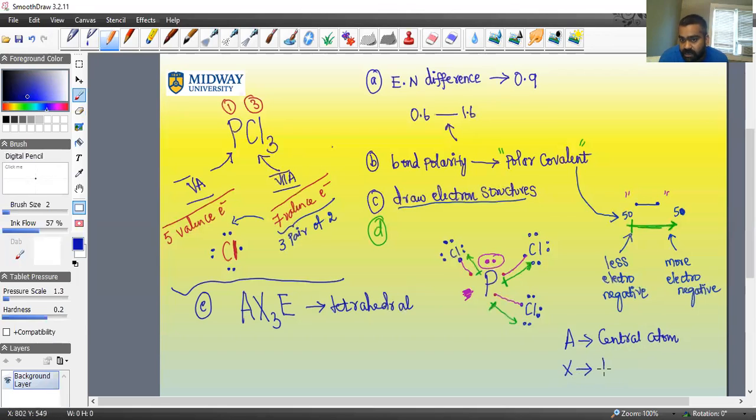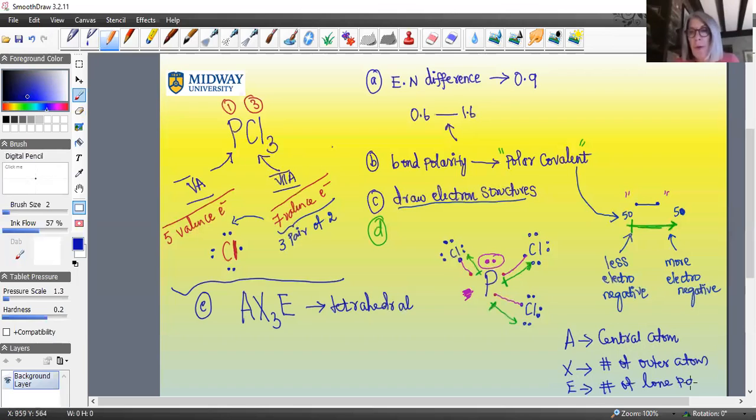X refers to the number of outer atoms. And E refers to the lone pair. Again, E refers not just to one electron but to the number of lone pairs. So whenever you see an E, you know that's going to be a polar molecule? Yes, that is correct. So that's what we're getting at.